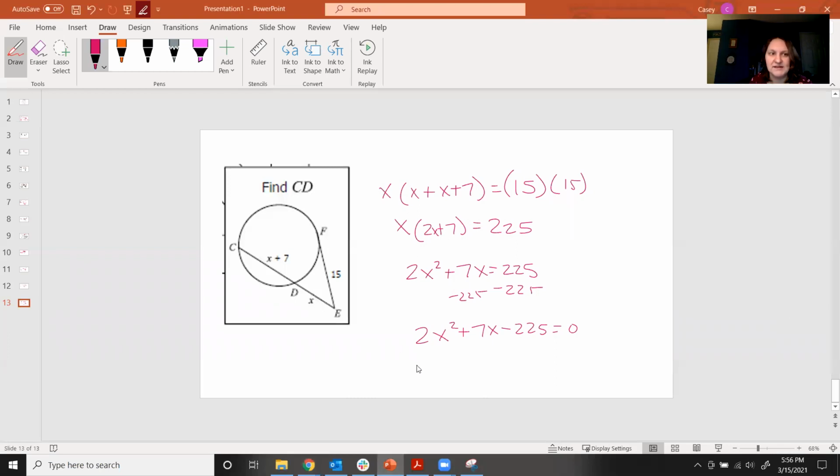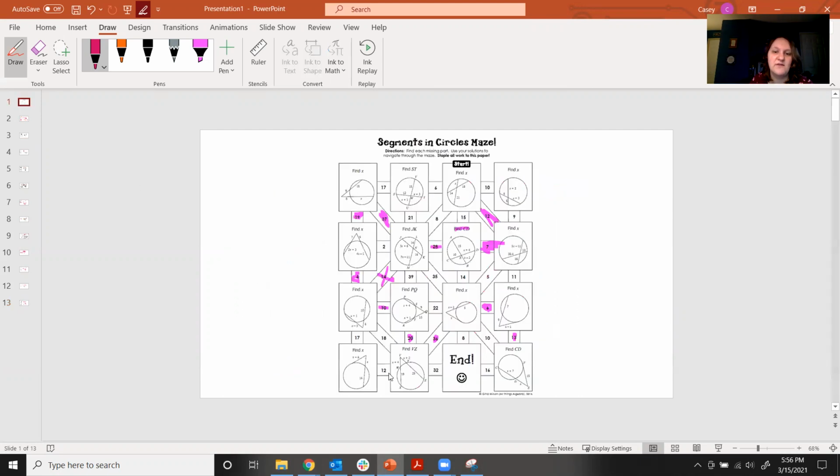And now that I know that x equals 9, I can plug that in. 9 plus 7 is 16. This is 9, so the length of this whole thing is, the length of just CD is 16. So our answer is 16, and voila, we have made it to the end of the maze.